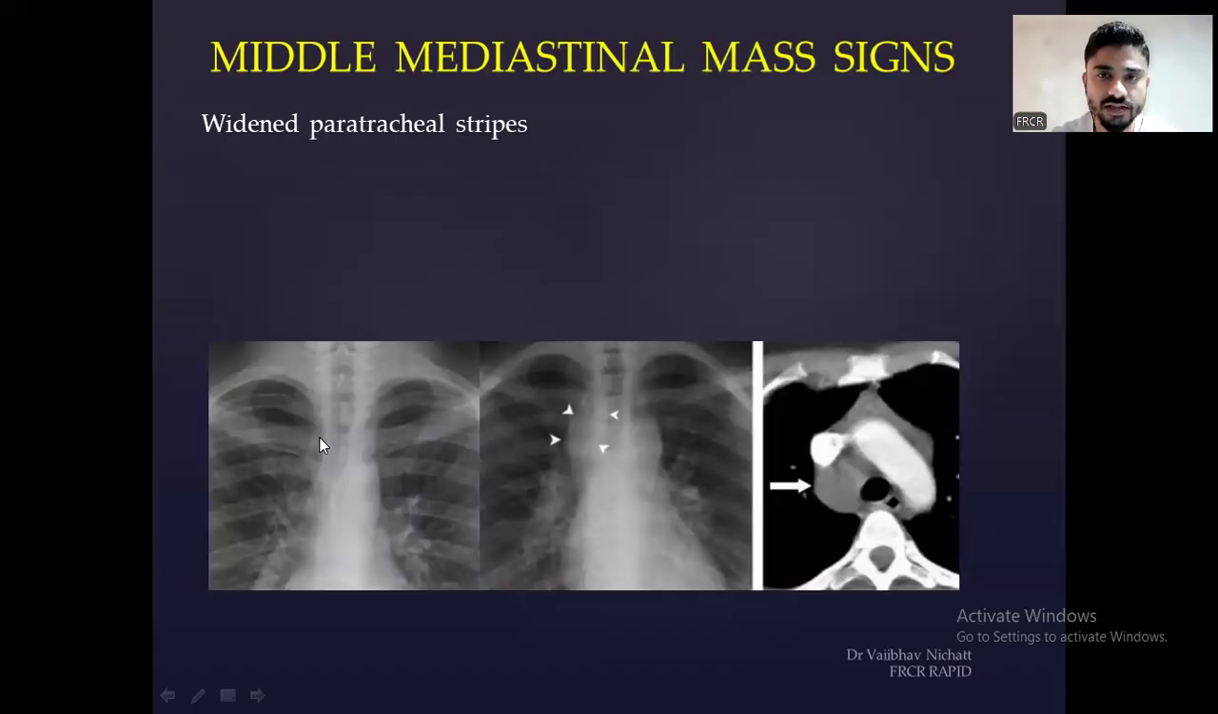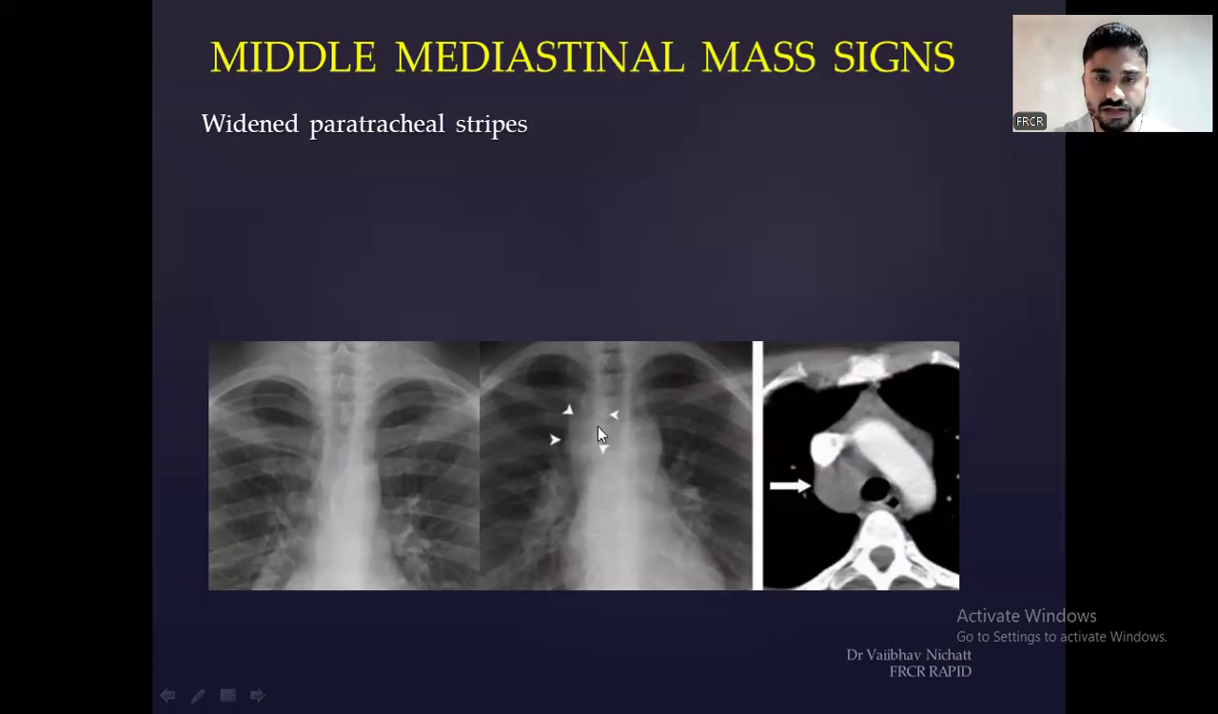Okay, and this right paratracheal stripe is formed by the right lower border of the trachea, then associated connective tissue, and then the pleural surfaces. All these structures together form the right paratracheal stripe, and the thickness of the paratracheal stripe should be less than 5 millimeter. If it is 5 millimeter or more than 5 millimeter, then you can think there is some right paratracheal pathology, like in this case.